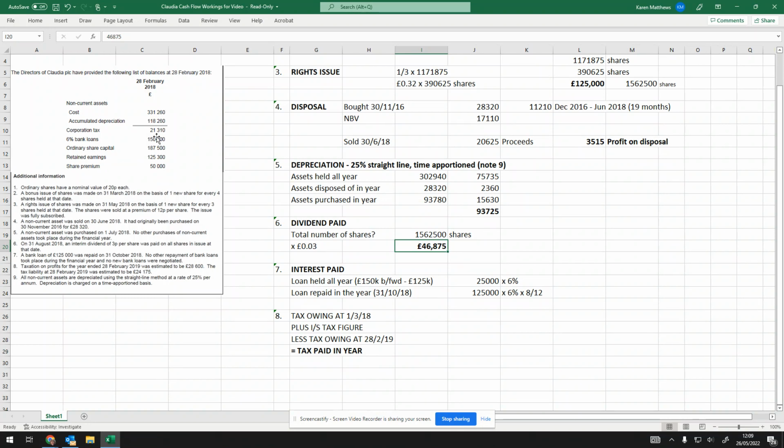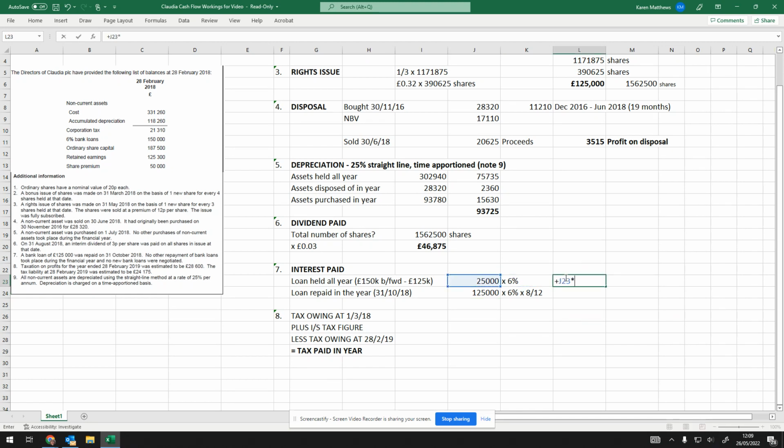So we've got a loan that's there all year, and then we've got a bank loan of 125,000 that was repaid on the 31st of October. So we're starting with an opening balance up here, 6% bank loans, 150,000, but we've repaid 125,000 on the 31st of October. So again, don't be afraid to use your fingers to calculate this. So the 125,000 was only there for the first 8 months, March 2018, April, May, June, July, August, September, and October. Whereas this amount, the 25,000, has been there all year.